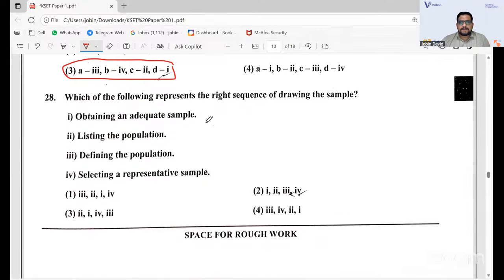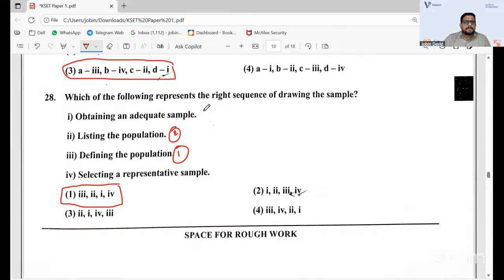Which of the following represents the right sequence of drawing a sample? So before sampling, drawing a sample is important. So the technique is called sampling. So see guys, the first and important step is defining the population. So this will be the first one. There are two options with 3 first, and then we'll go with listing the population, right? So obviously that is there only with the first option. So the first option will be correct. Okay. Defining the population, then listing the population.